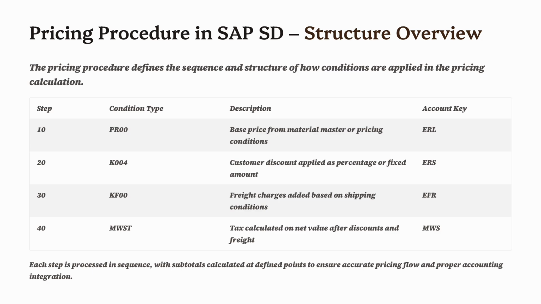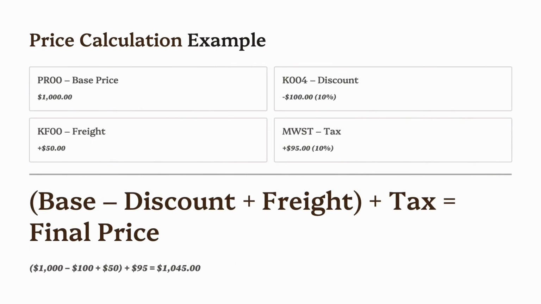And here's the best part. You can view the entire breakdown in the Conditions tab of the sales order, at item level. It shows every condition type, its value, and calculation base. This is how SAP delivers full transparency. Every cent of the final price can be traced to a specific condition record.